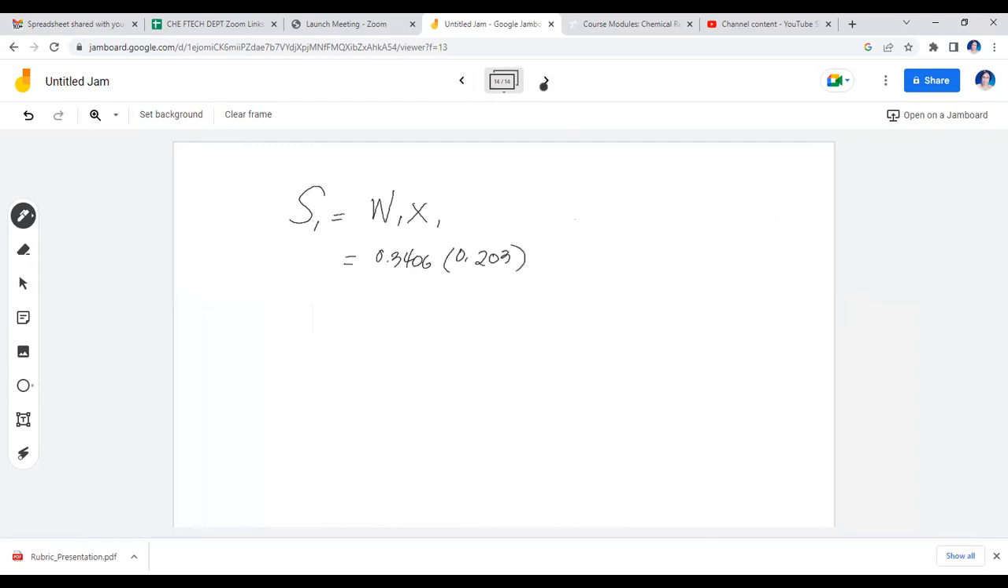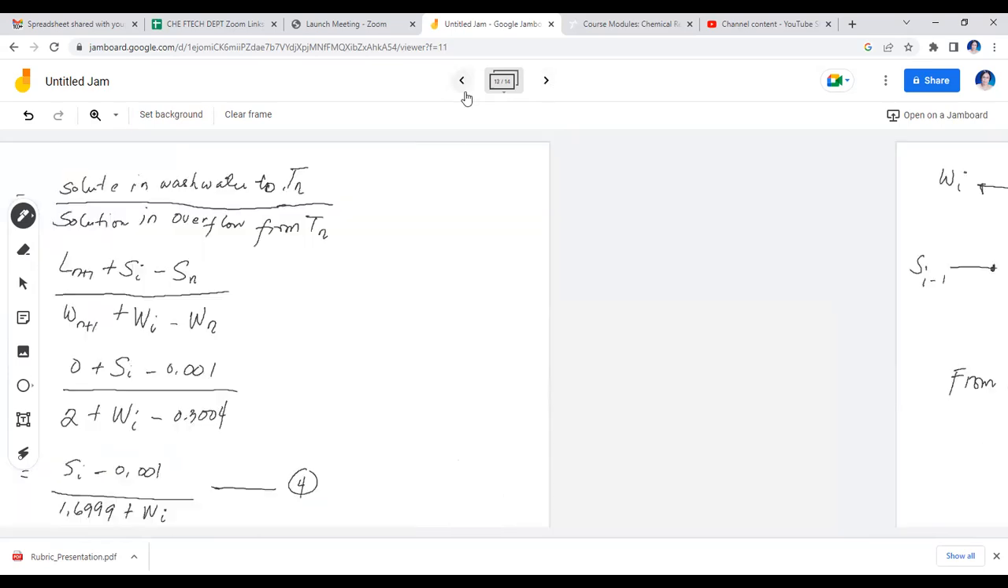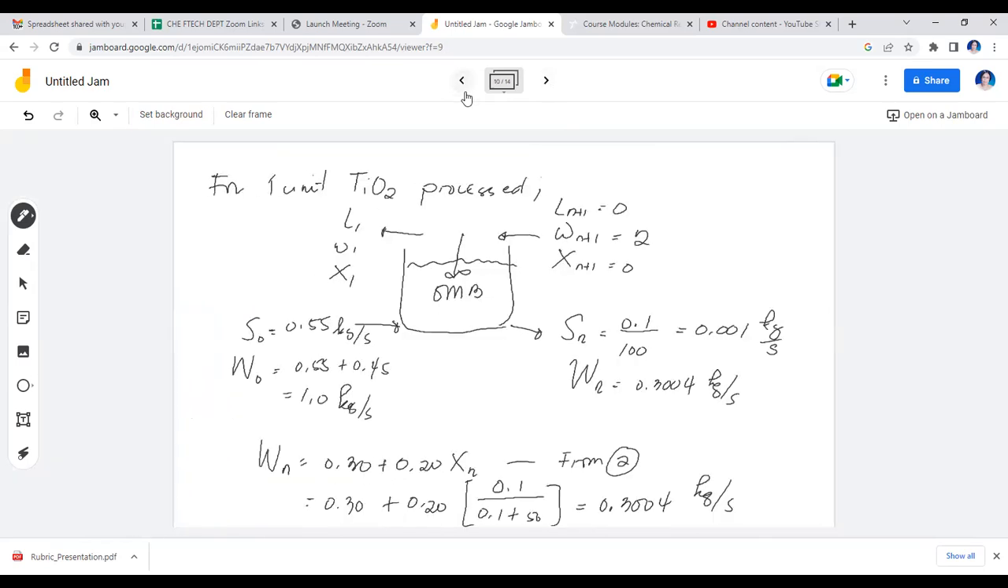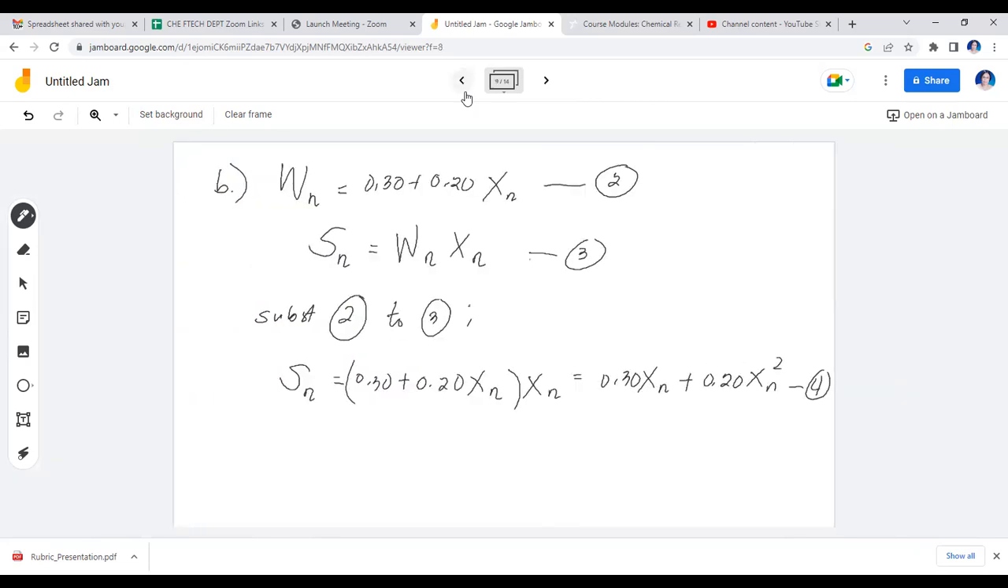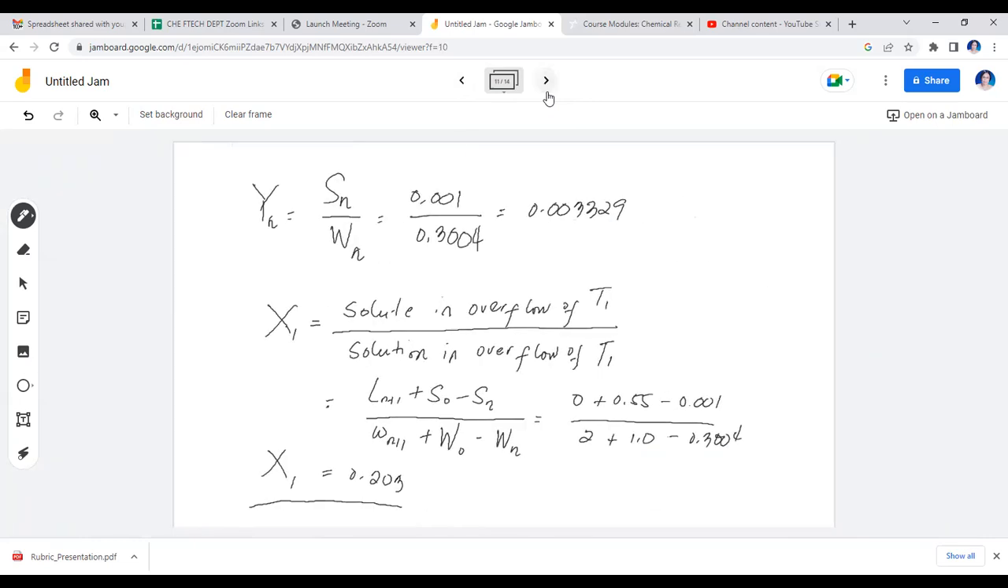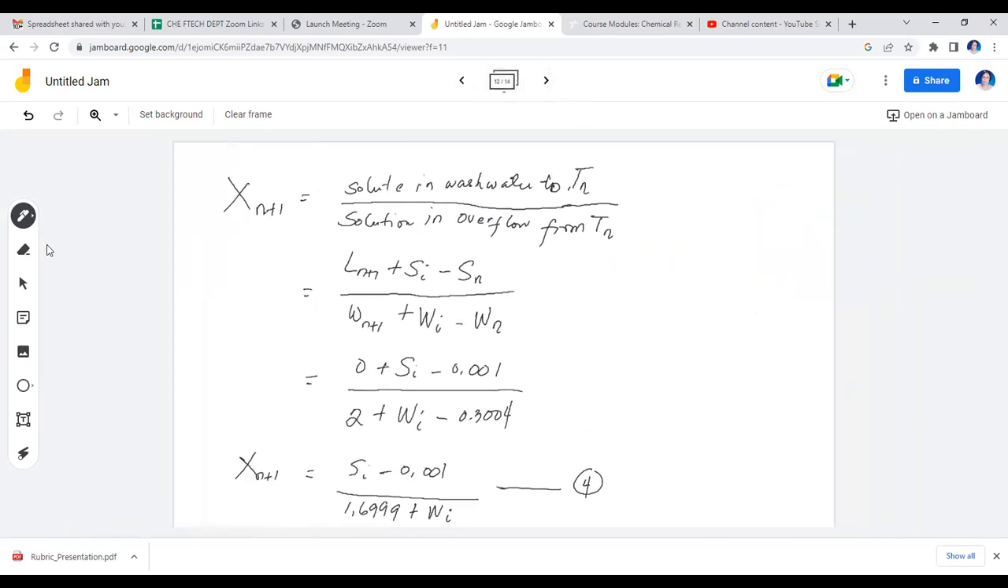And actually, we have this particular equation, which has the, if you recall, the x squared here. You can also use this one. S sub n is equal to 0.3 x sub n plus 0.2 x sub n squared. You can also go directly to that. Actually, sorry, I can no longer keep track of the equation. So this would now be your equation 5.